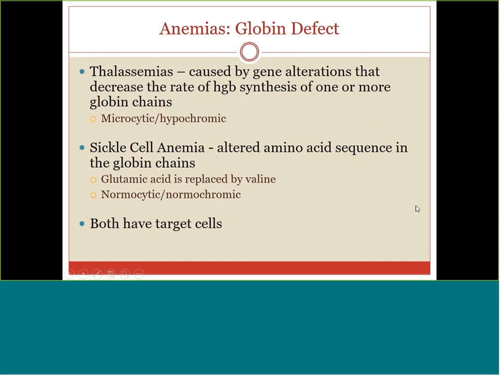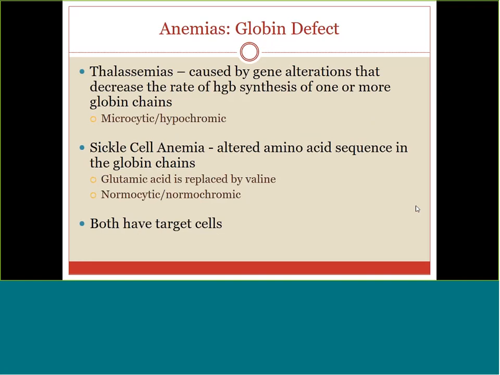All right, this anemia is due to some sort of globin chain defect. So you have thalassemias and sickle cell anemia. We learned these week 1 of this quarter, actually, of Heme 2. So you should have a lecture that you can go back and listen to if you want to.